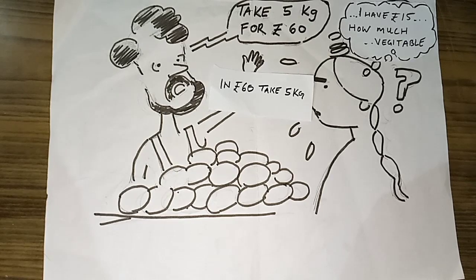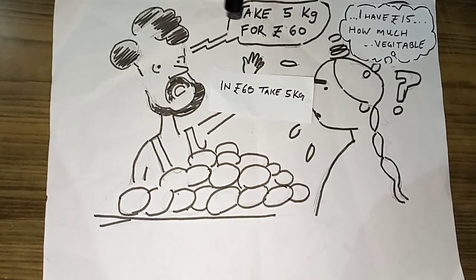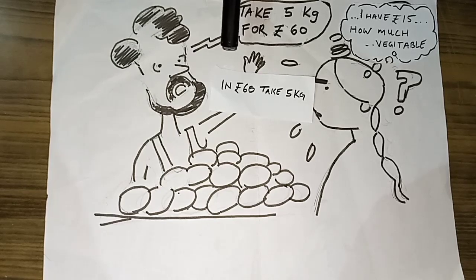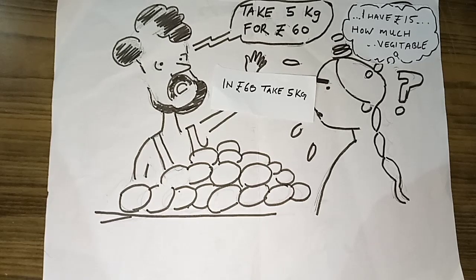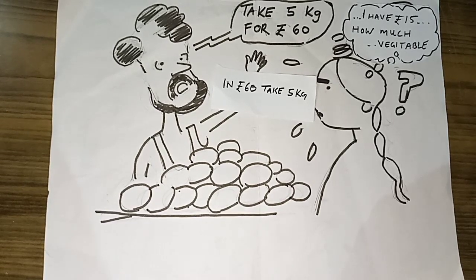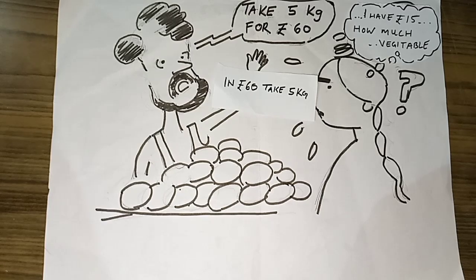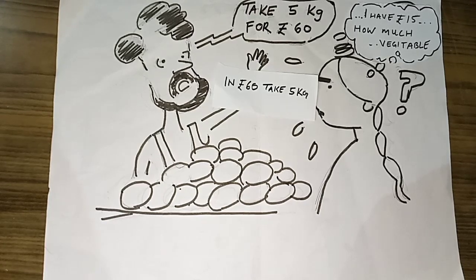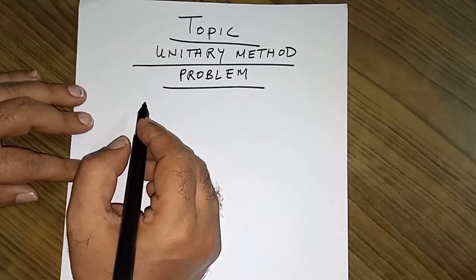In the cartoon, the vegetable vendor is shouting, take 5 kg for rupees 60. And for the purpose of solution, we have changed his statement to rupees 60, take 5 kg. This technique of reversing the order in the problem is very important to learn. And if you learn when and how to change the order, you can be an expert in the unitary method. Now let us solve the problem.